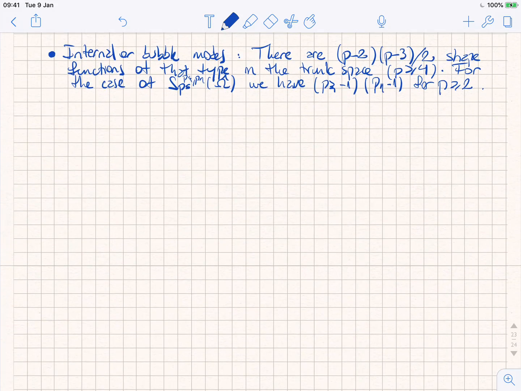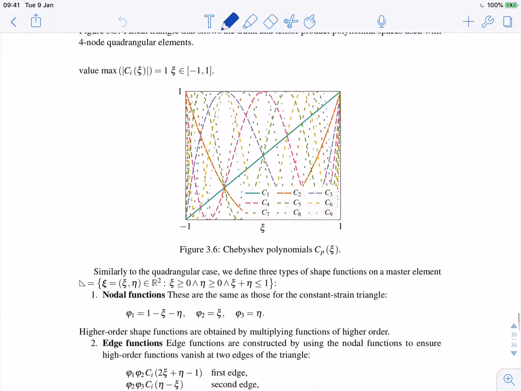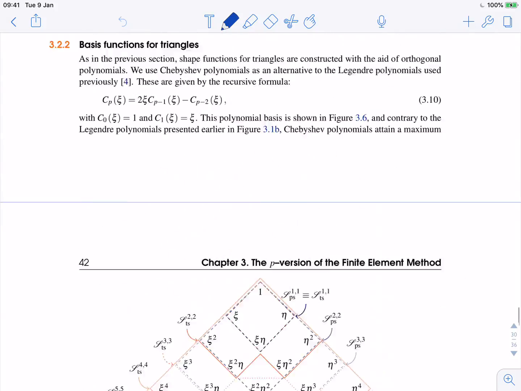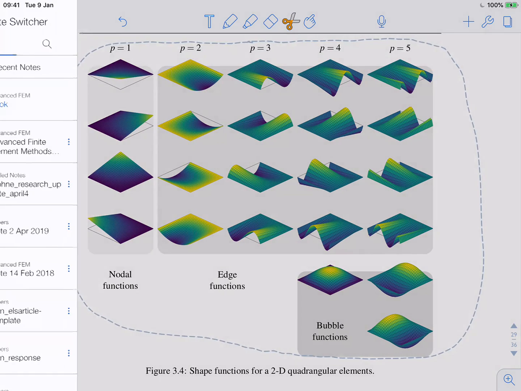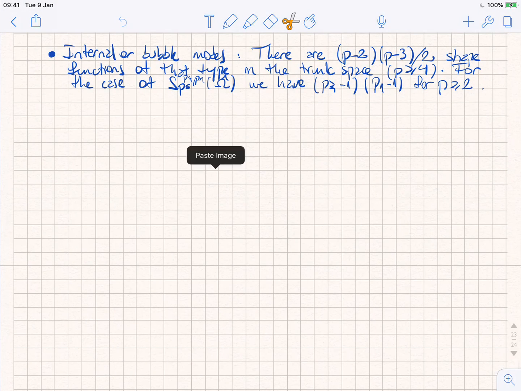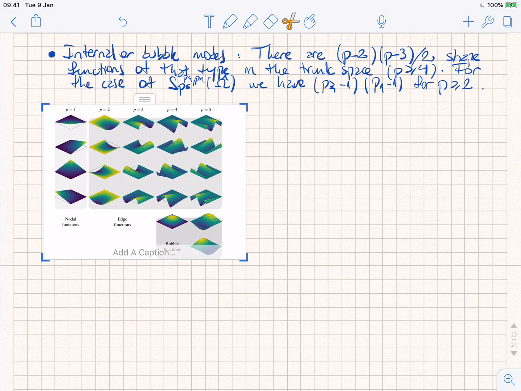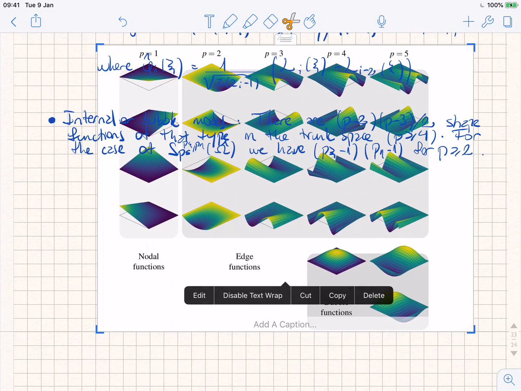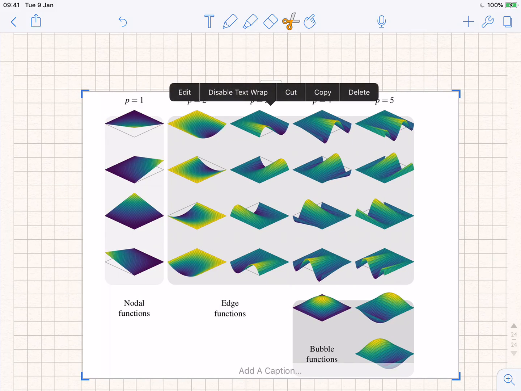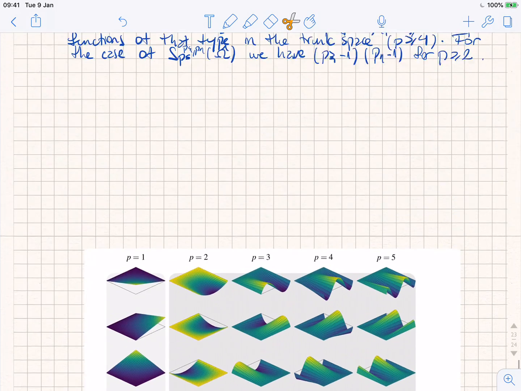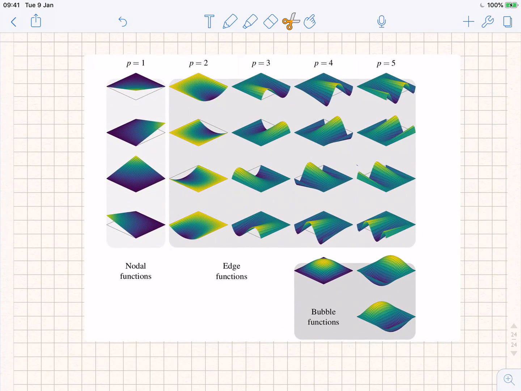So those are all the functions, and let's see, let's just copy from here. Uh-oh. Okay, apparently I cannot paste this image until I start a new page. That's okay. But you see, now we're talking about all the way up to p equals 5.